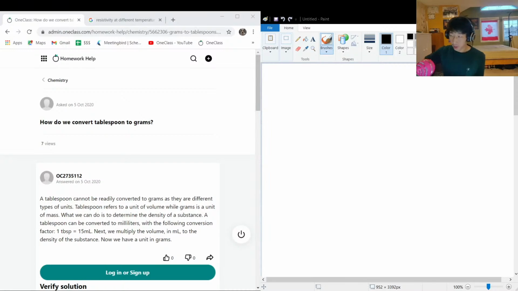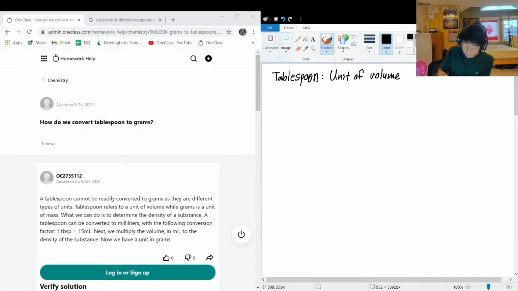Okay, so the first question that we got on the menu today is asking us, how can we convert tablespoons to grams? A tablespoon is, hopefully you've seen one before, a spoon. Tablespoons are usually used to measure volume. So I'll write that out. Tablespoon. This is a unit of volume. And 1 tablespoon is equal to 15 milliliters.